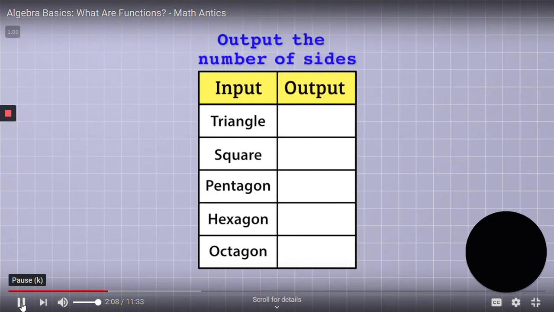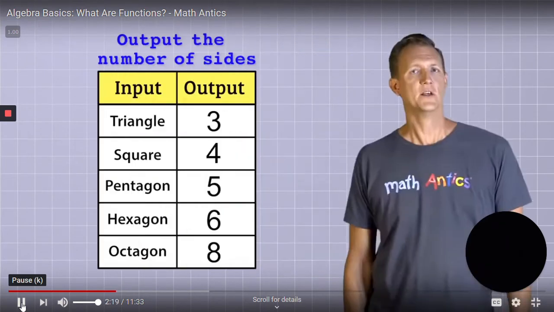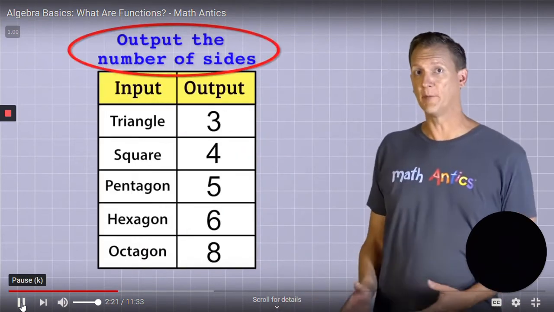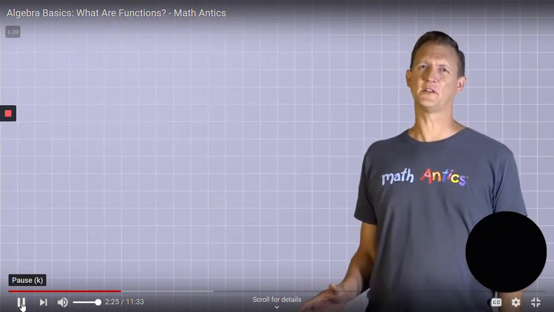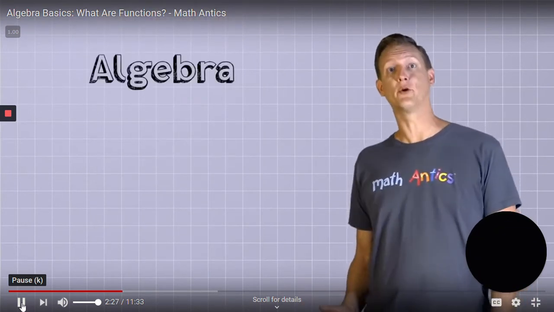That means if we input triangle into the function, the output will be 3. And if we input square, the output will be 4. If we input pentagon, the output will be 5, and so on. So this function simply relates the name of a polygon to its number of sides. That's cool, but most of the functions that you'll encounter in algebra will be a little more abstract than that.